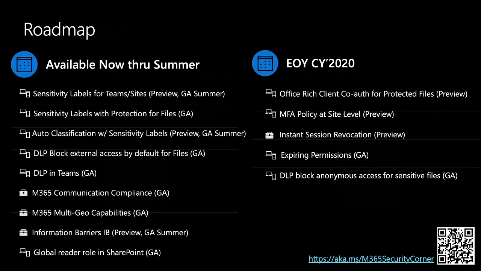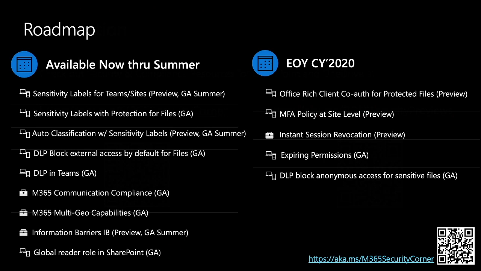Now let's switch to the end of the calendar year features. The co-authoring that I showed you works for Office Online, and we are working on bringing co-authoring support to the Office rich client as well. That's planned to go to preview by end of the year. Also, the multi-factor authentication policy at the site collection level. For example, imagine you have a top secret site and you want to require multi-factor authentication for those sites and teams. Those capabilities are coming towards the end of the year as a preview.